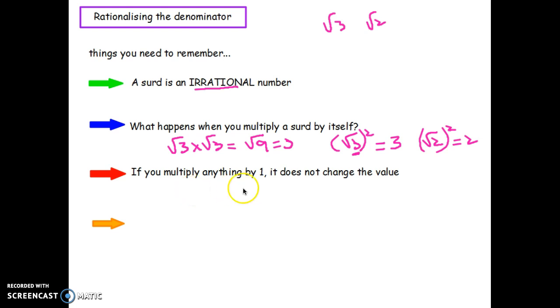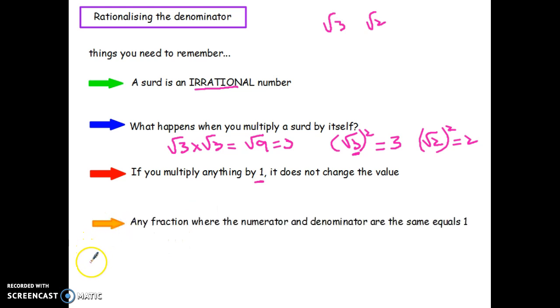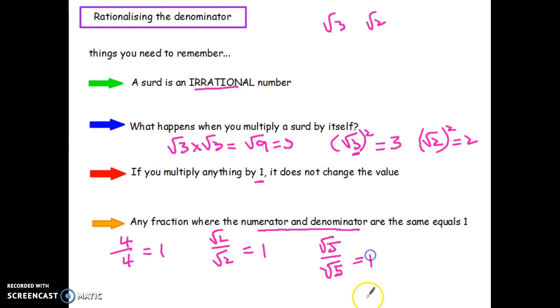The other thing you need to remember, and I know you all know this, is if you multiply anything by 1, it doesn't change the value, of course. And in any fraction where the numerator and the denominator are the same, equals 1. So if I had 4 over 4, of course that equals 1. If I had root 2 over root 2, that equals 1. If I have root 5 over root 5, that equals 1. All of these things keep in mind as we go through the lesson.